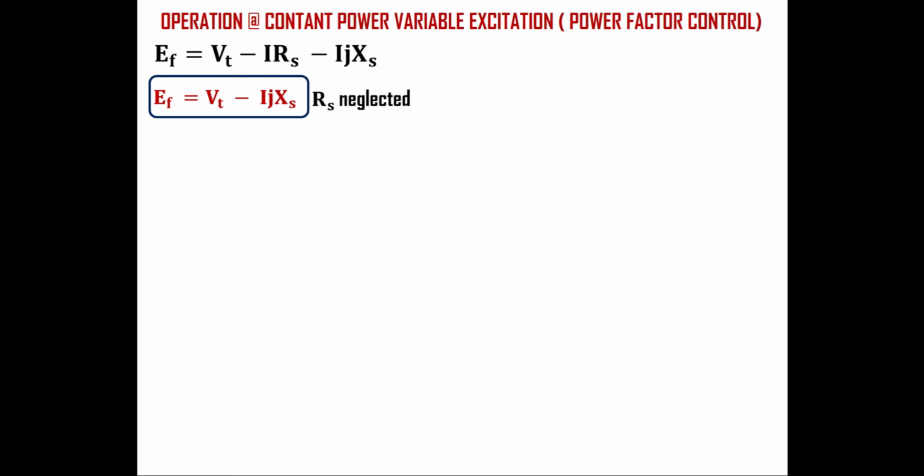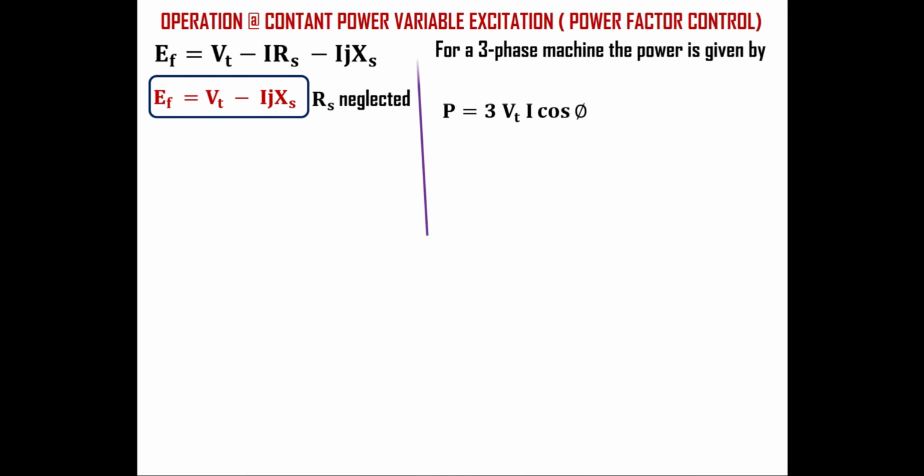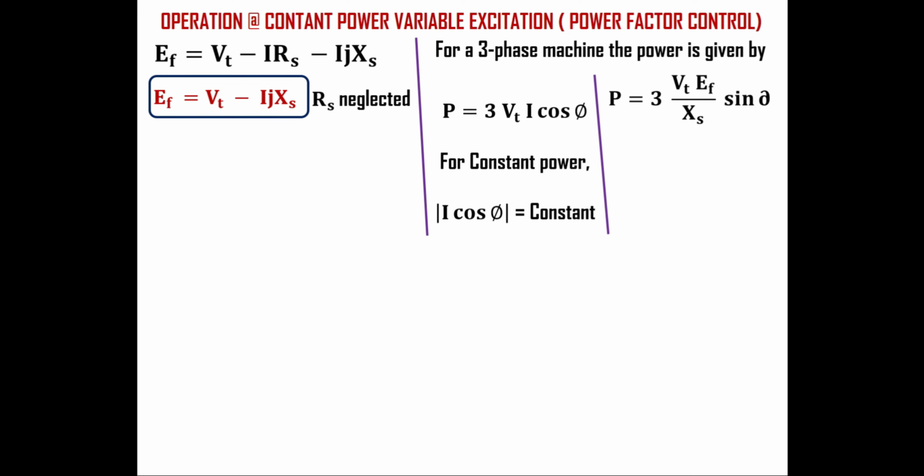Since we are analyzing for constant power, the power equation for a three-phase machine is given by P is equal to 3 into Vt into I into cos phi, where cos phi is the power factor. So for constant power, I cos phi should be constant. The power equation for synchronous motor can also be written as P is equal to 3 into Vt into EF divided by Xs into sin del. Here, for constant power, EF sin del should be constant.